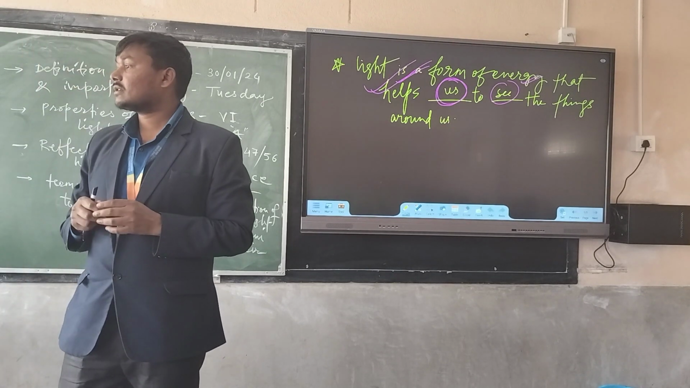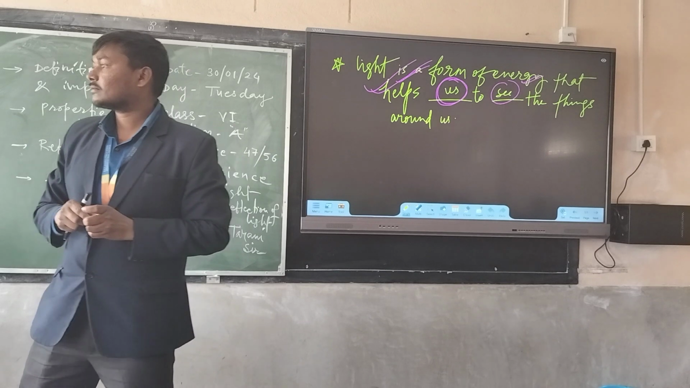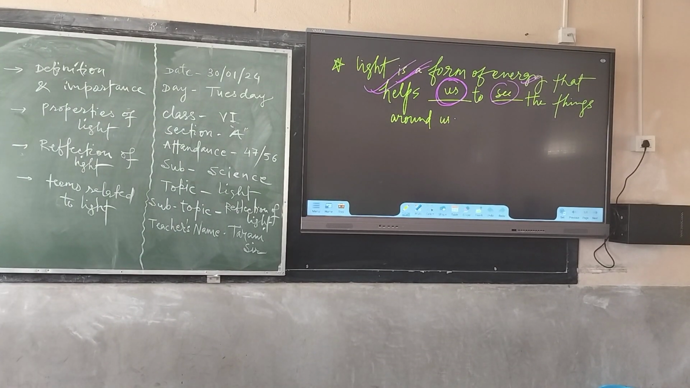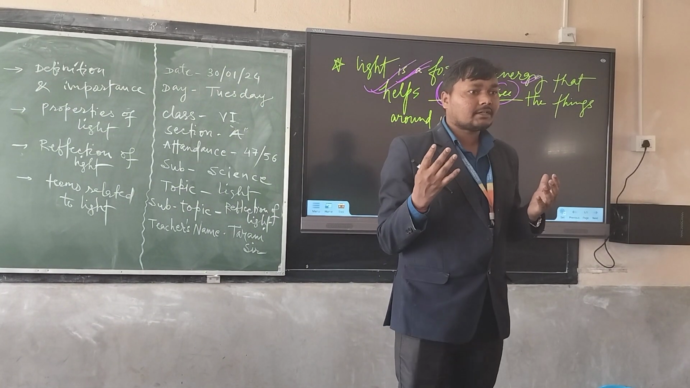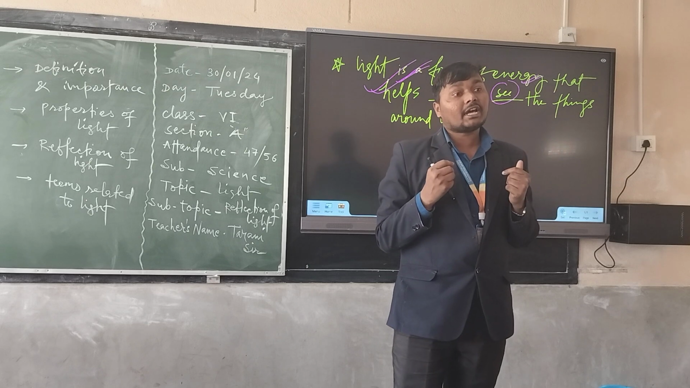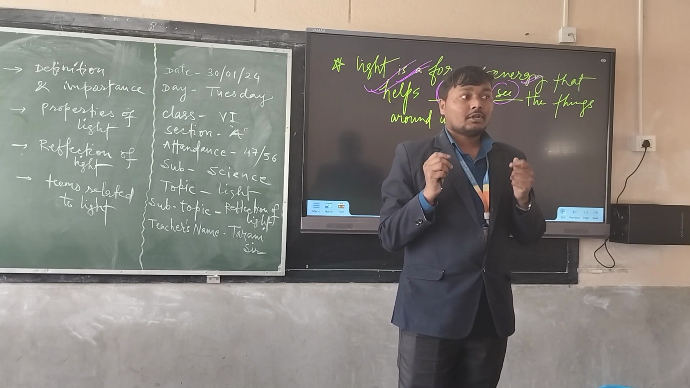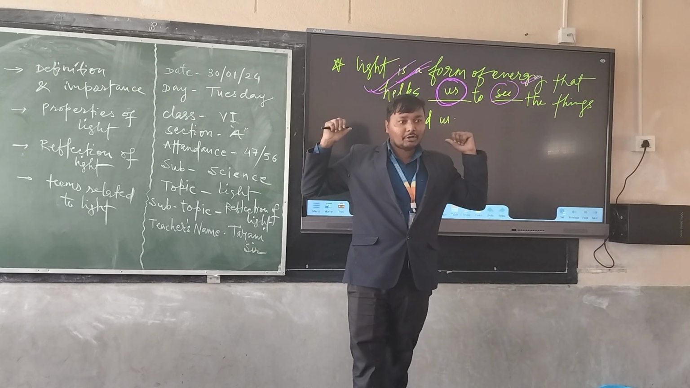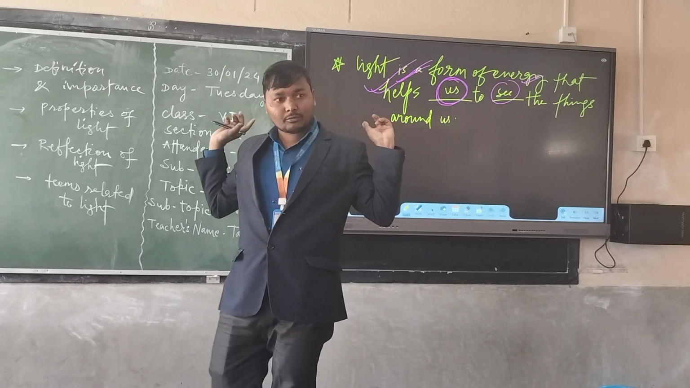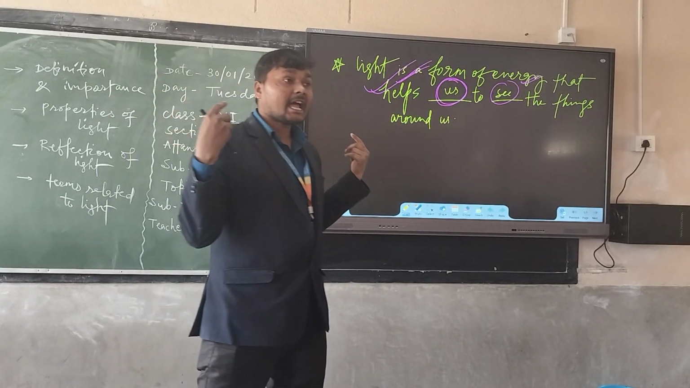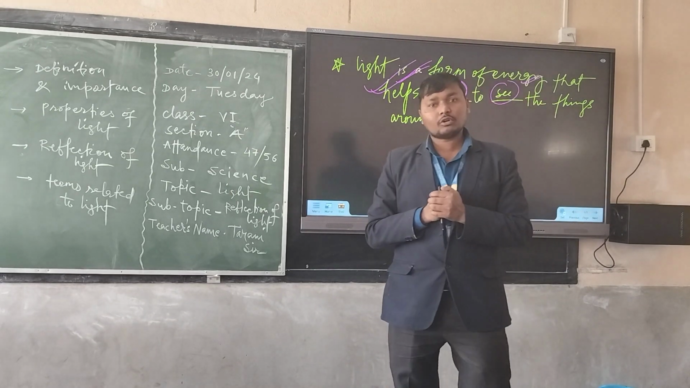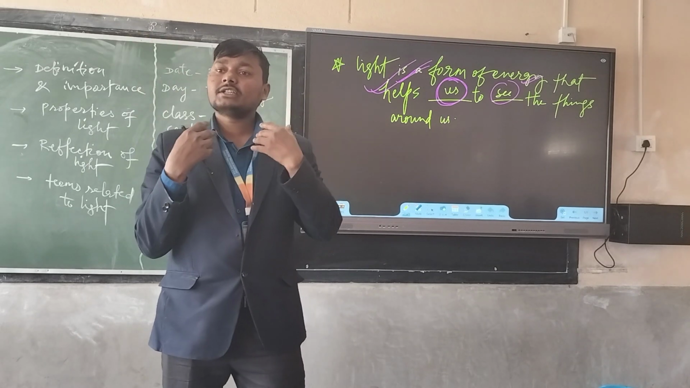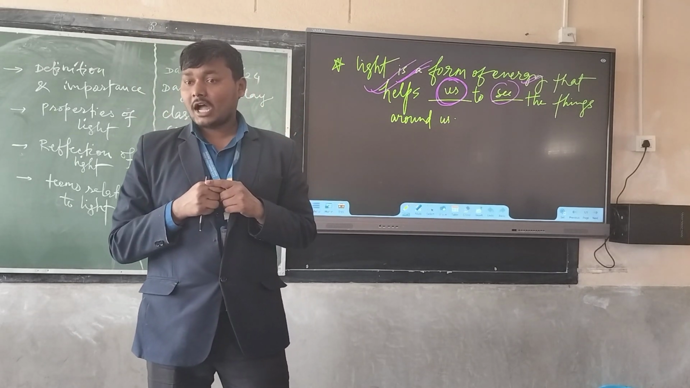Anyone? Yes? Lakshmi, say. Light is coming. Very good. It means when the light is coming from the object and enters our eyes, then we are able to see the things. The object that is placed behind me, the light ray that is coming from those objects is not entering my eyes. Yes? So we can see only those objects from where the light enters into our eyes.